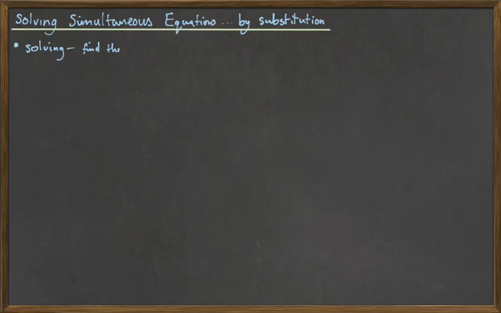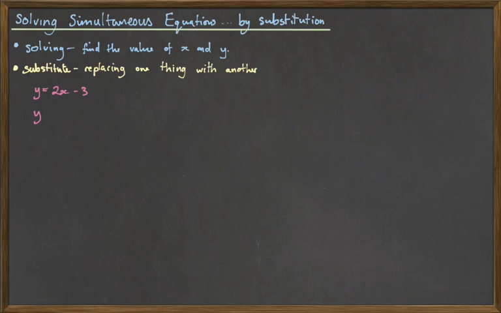So, solving. It just means to find the value of either x or y in this case. To substitute will mean to replace, or replacing one thing with another. In this case, we're going to be replacing one expression with another expression. Okay? We'll start straight away with an example. y equals 2x minus 3 and y equals 5x plus 6.